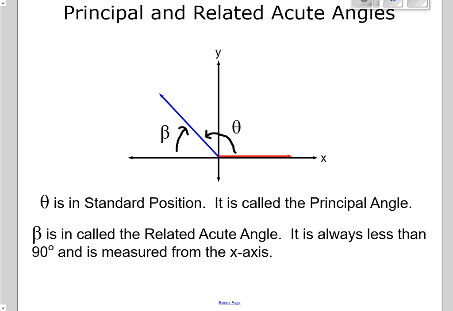Now, when you actually rotate something past 90 degrees, you end up with two angles. One angle that is your principal angle, and the other which is your related acute angle. So theta is in standard position. It's your principal angle. So it's the main angle that you're starting with. Notice it began on the positive x-axis, rotated counterclockwise, and so theta is what we call our principal angle.